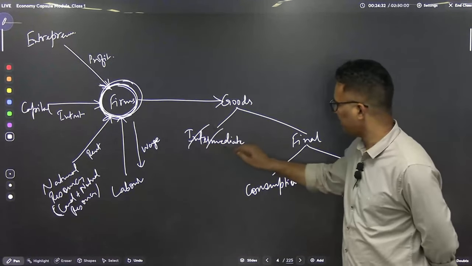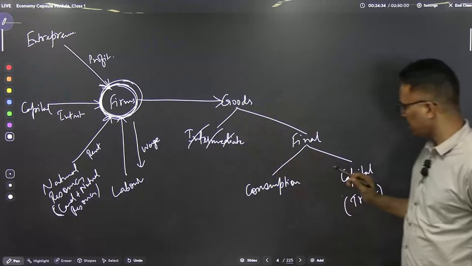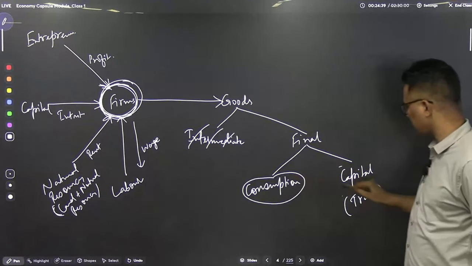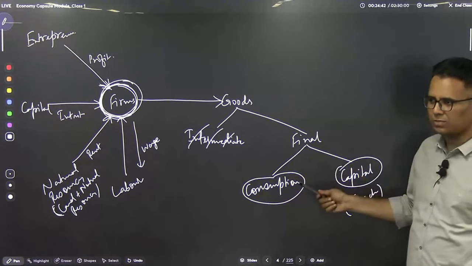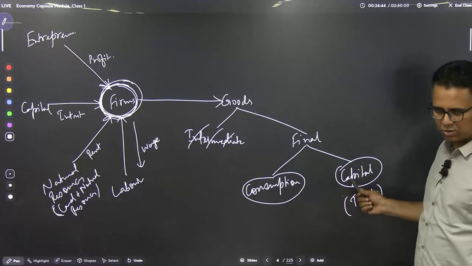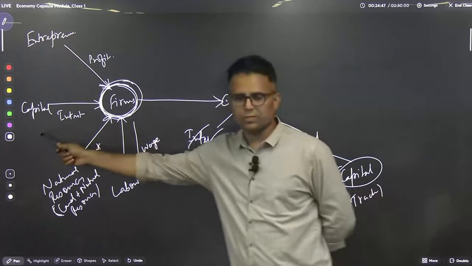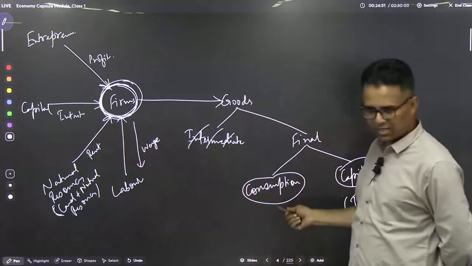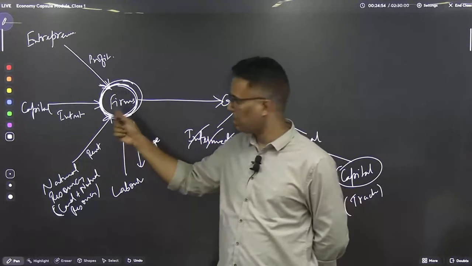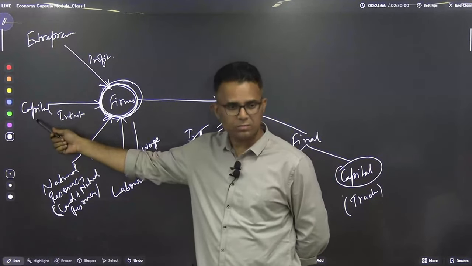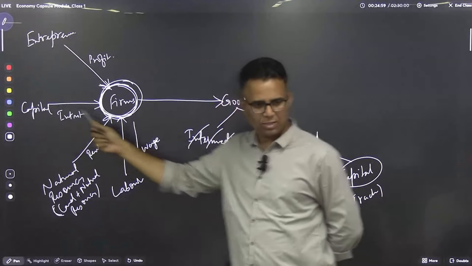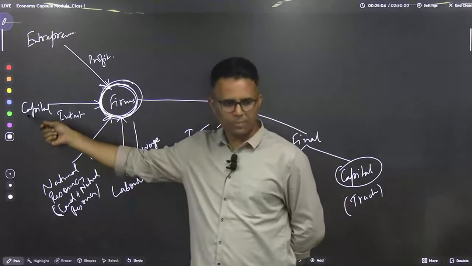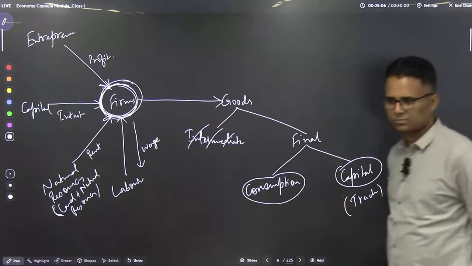See, this will ultimately be converted. Let's not talk about this. Whatever output is produced, it can be consumption or capital. Either to produce consumption goods or to produce capital goods, we require capital. If this is burger, this is McD's, and this is burger machine. If Mahindra Tractors is producing tractors, then this is factory building, equipments.